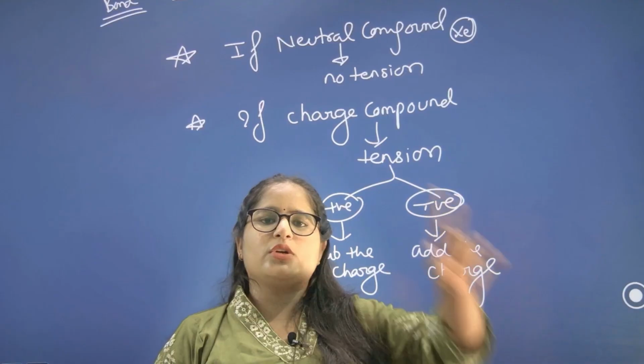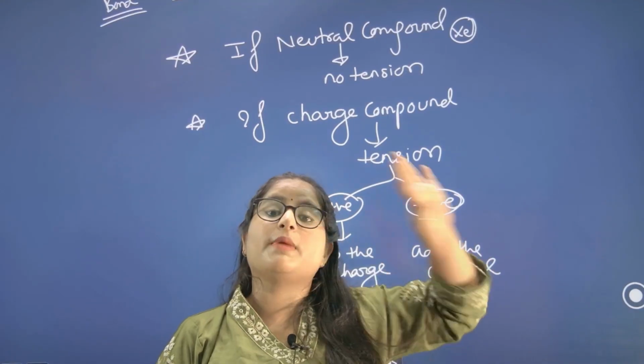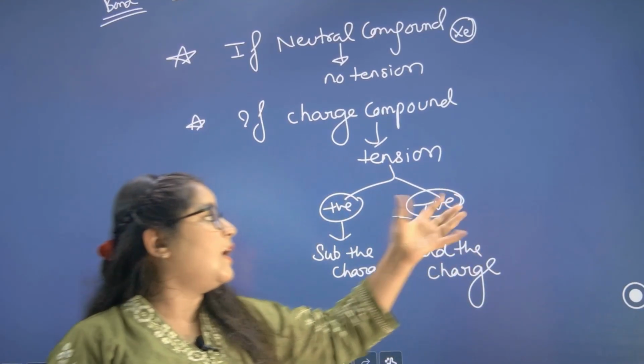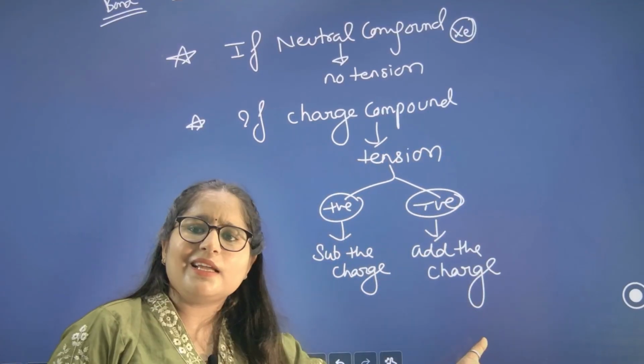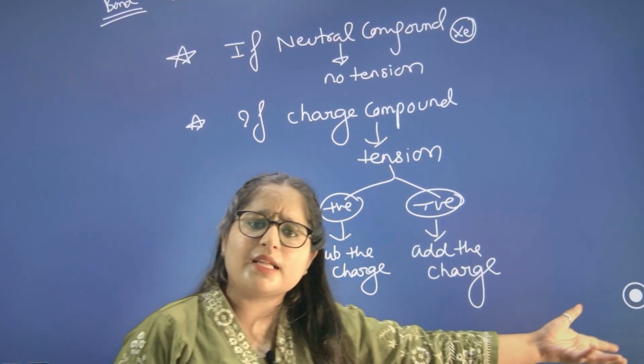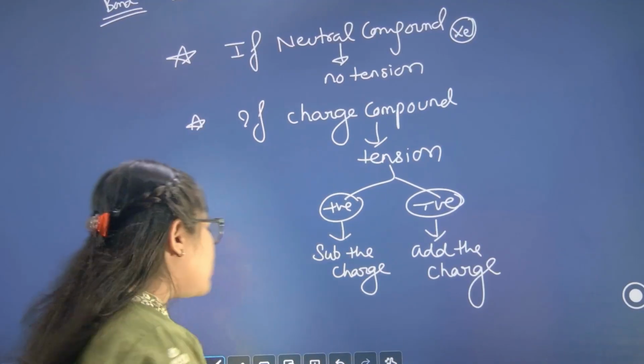So you should know the valence electron. You should know how many bonds they can make. Clear? After that, if neutral, no stress. If negative charge, add the electron. If positive charge, subtract the electron. That's all. Now let us start solving questions.